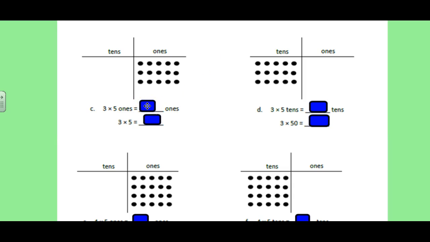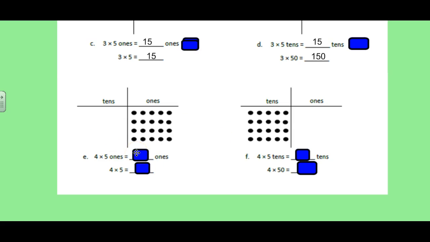So for C, we had 3 times 5 ones, so that gave us 15 ones in all. So 3 times 5 is 15. Over here, we've got 3 times 5 tens, so that gave us 15 tens. So 3 times 50 is the same thing as 150. Okay, so for this one, we have 4 times 5 ones, so we have 20 ones in all. And we know that 4 times 5 is 20. Now we have 4 times 5 tens, so all in all we have 20 tens. So 4 times 50 is 200, because 20 tens is 200.